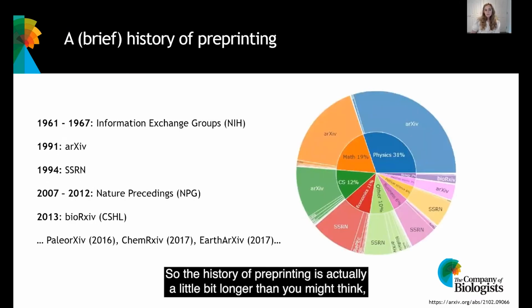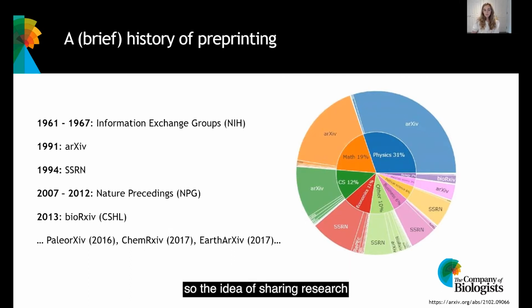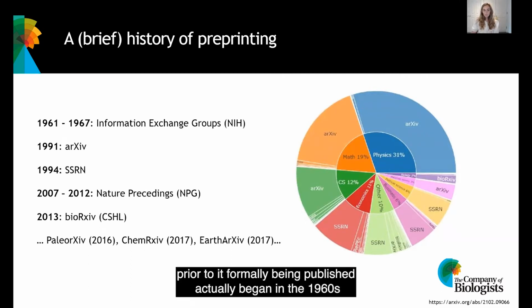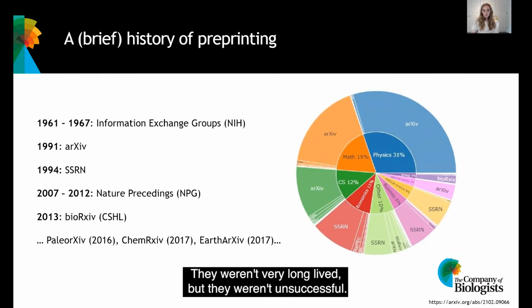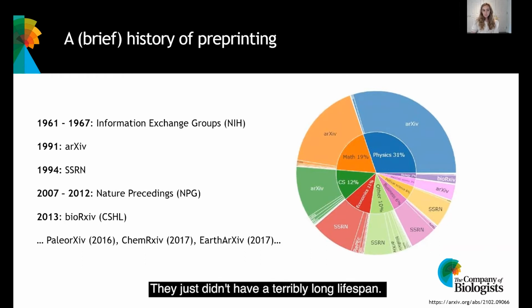So the history of preprinting is actually a little bit longer than you might think. The idea of sharing research prior to it formally being published actually began in the 1960s with these information exchange groups, which were launched by the NIH. They weren't very long-lived, but they weren't unsuccessful. They just didn't have a terribly long lifespan.